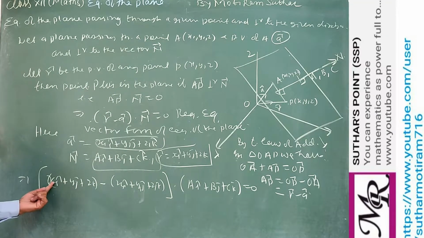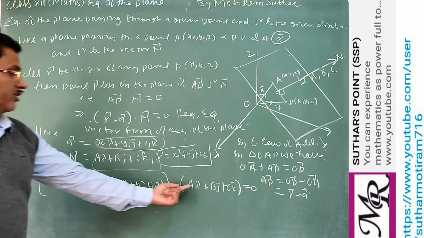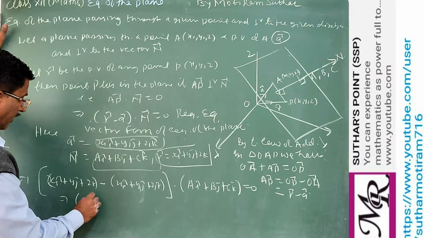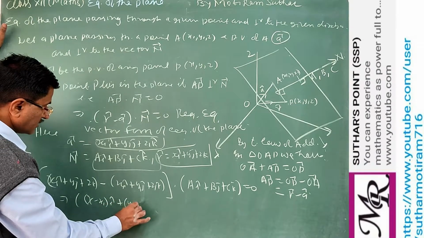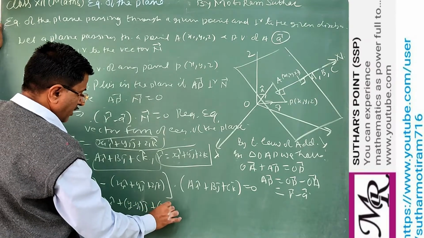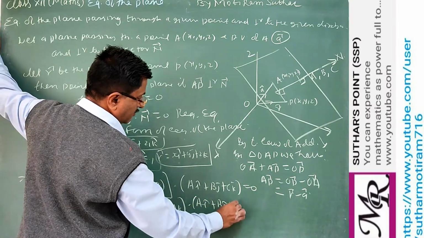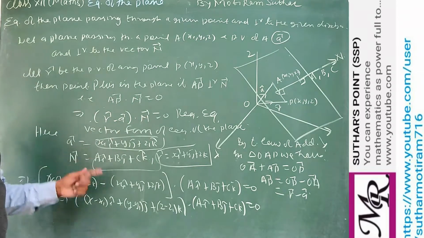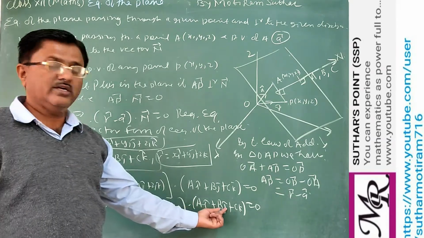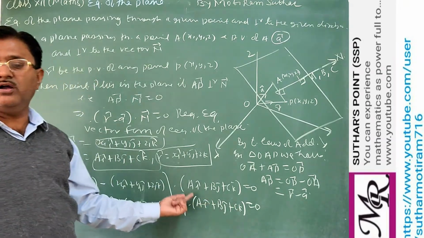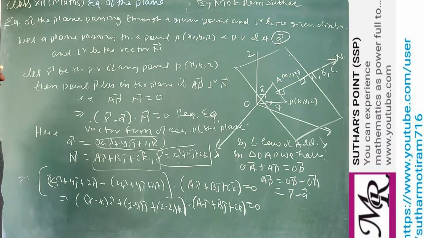If you subtract i with i, j with j, and k with k, and then take their dot product, we can write this as (x minus x1) into i, (y minus y1) into j, (z minus z1) into k, dot ai plus bj plus ck equal to 0. Now see dear student, i with i is 1, j with j is 1, k with k is 1, because we want to find the dot product. So when you find the dot product, we take only ijk, others will be 0.